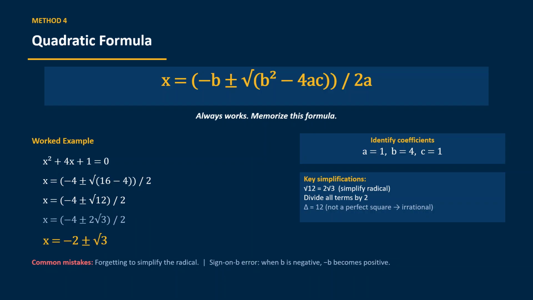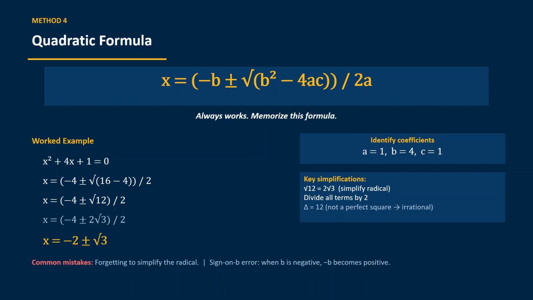Let us work through 2x squared plus 3x minus 2 equals 0. Here, a equals 2, b equals 3, c equals negative 2. Plugging in, x equals negative 3 plus or minus the square root of 9 plus 16, divided by 4. That simplifies to negative 3 plus or minus 5 over 4. So x equals 1/2 or x equals negative 2. Always simplify your radicals at the end.